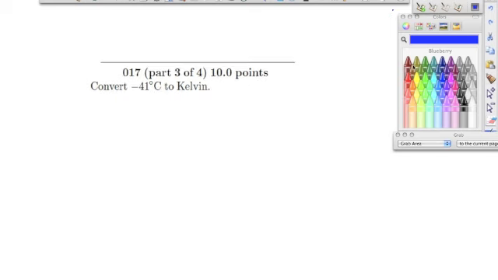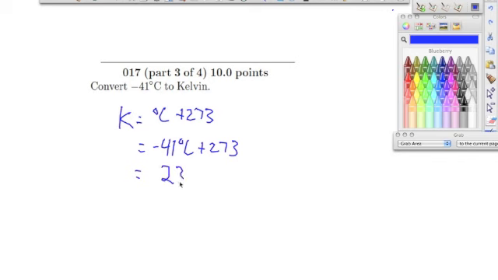On number 17, it says convert negative 41 degrees Celsius to Kelvin. What we're going to do is, we know that anytime we're trying to find Kelvin, we always take our degrees Celsius and we add 273 to it. So we plug everything in. We have negative 41 degrees Celsius plus 273. We plug that into our calculator, and we should get an answer right around 232 Kelvin.